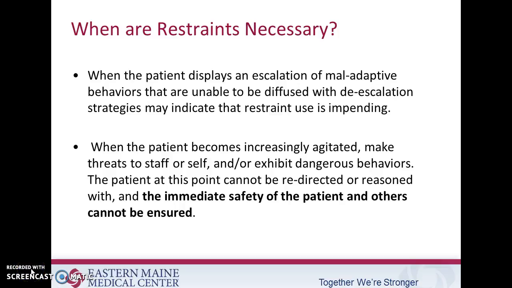So now that we've talked about ways to anticipate and manage patient behaviors and some alternatives to restraints, we want to really think about, when is that point in time where we have to make that decision that a restraint is necessary? Sometimes we can do all the right things, try to de-escalate, try alternative interventions, and still that patient continues to display maladaptive escalating behaviors, or they're increasingly agitated, can't be redirected, and really pose a safety risk to themselves or others.